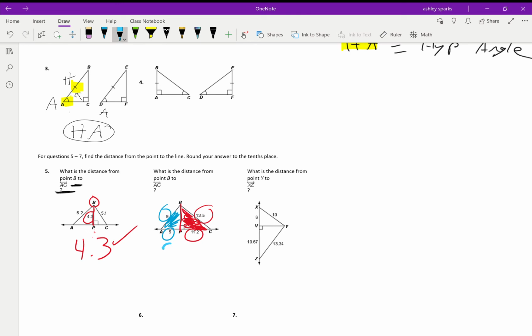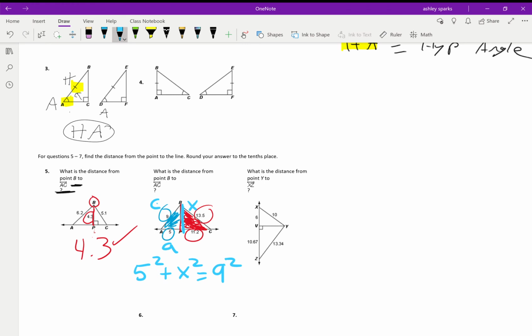5 is my small side, so I'll make that A. The side I'm solving for here, that's my X, and the 9 will be my C. So I'm going to set up 5 squared plus X squared equal to 9 squared. Now you're going to have to square your two numbers.